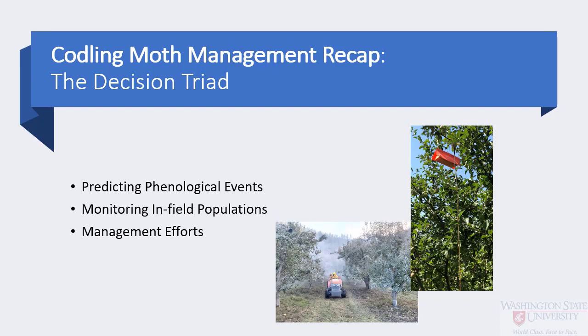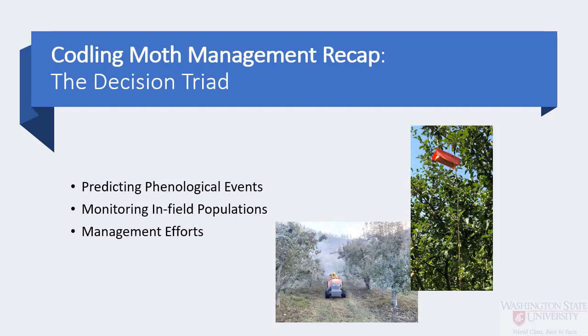When your monitoring program and model predictions don't match up, you need to consider your farm history. Did you have low populations last year? Do you have a robust mating disruption program interfering with monitoring traps? Have you considered your historical hotspots? Again, you know your farm better than anyone.